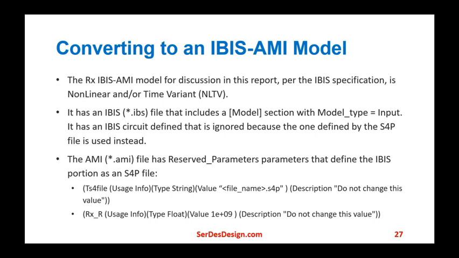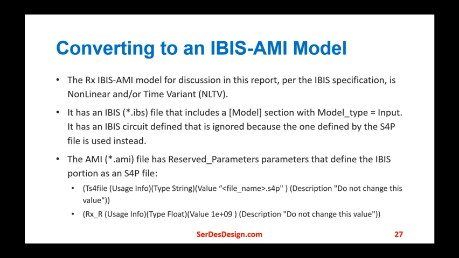Converting the process data into an IBIS-AMI model. The receiver IBIS-AMI model for discussion in this report, per the IBIS specification, is a nonlinear and or time variant model, NLTV. It has an IBIS file that includes a model section with model type equal input. It has an IBIS circuit defined that is ignored because the one defined by the S4P file is used instead.